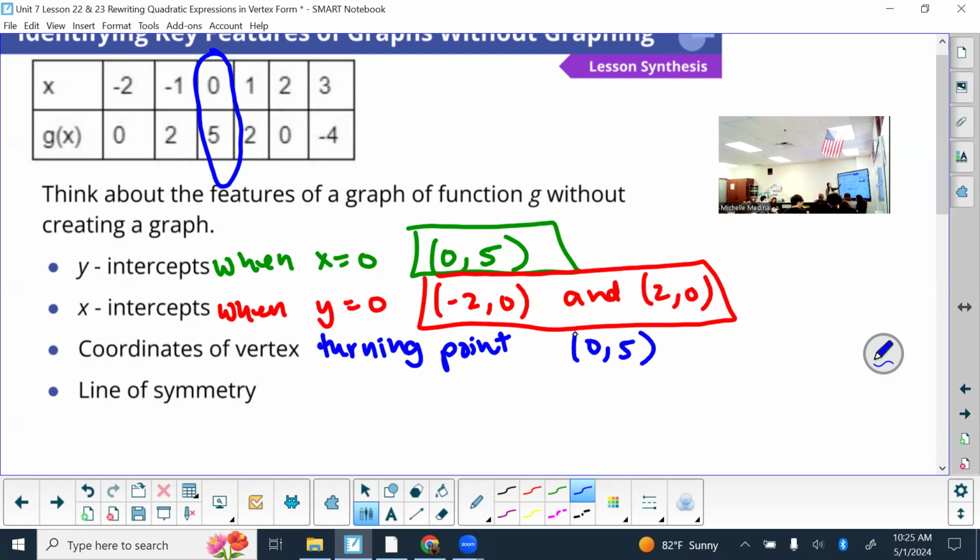So as a coordinate, (0, 5). Because surrounding the 5, it starts to mirror each other, right? It's 2s, then 0s, and then it kind of clicks off. But it increases up to that point, and then it decreases. So that's my turning point.